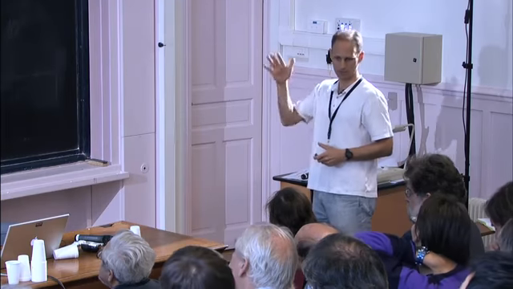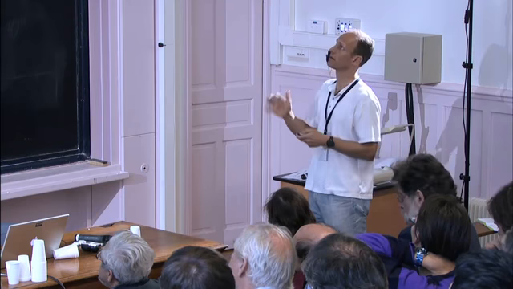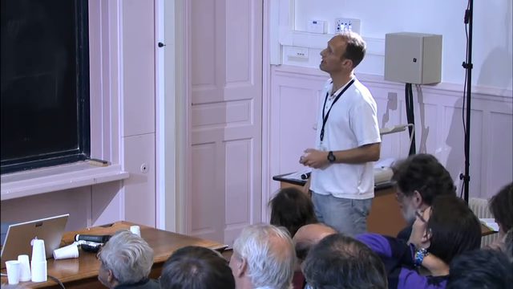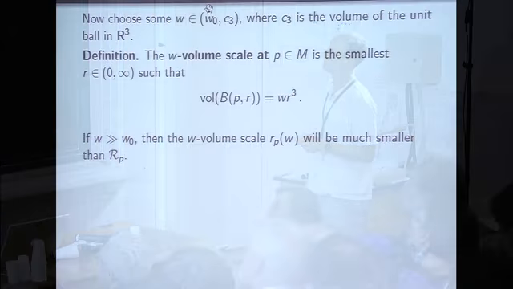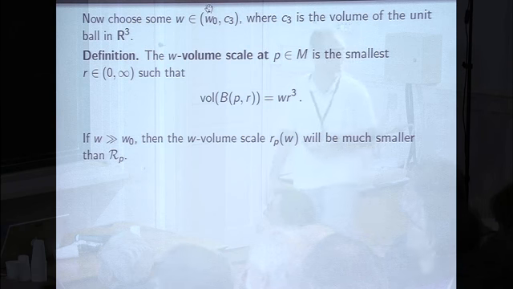If you think of this W as being large compared to W0, so think of the ratio W over W0 as being large, but also think of W as being fairly small compared to C3. Then in this case, the W volume scale, which I'll denote by R sub PW, will be much smaller than the curvature scale. All right? So a minute ago, we saw if you rescale to make the curvature scale equal to 1, you see a unit ball with a lower curvature bound of -1 and small volume.